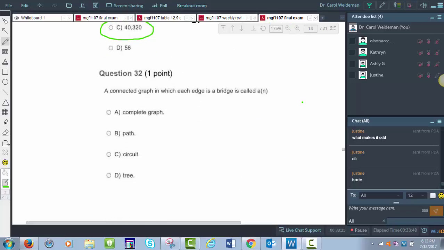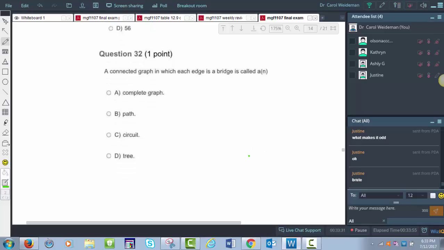All right, definition question. A connected graph in which each edge is a bridge is called what? Remember that one. A connected graph in which each edge is a bridge is called what? Remember the definition of a bridge. If we take it out, we create a disconnected graph. This is a special kind where every edge is a bridge, and that's a tree.